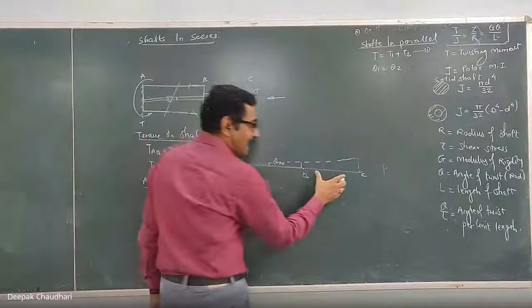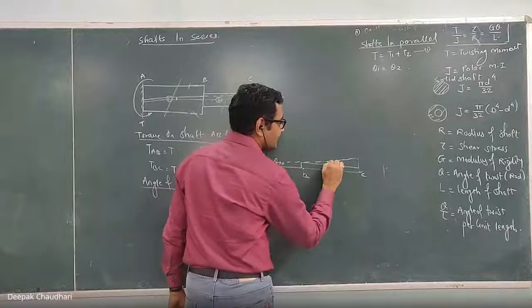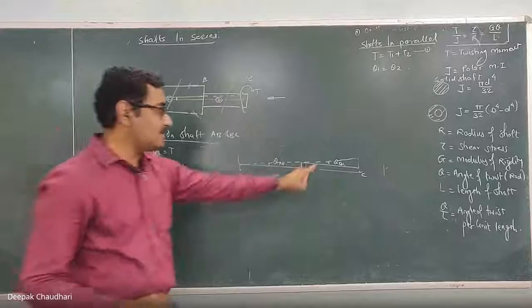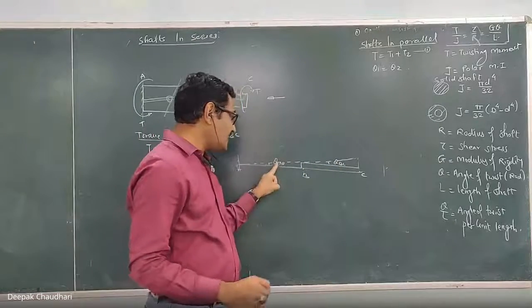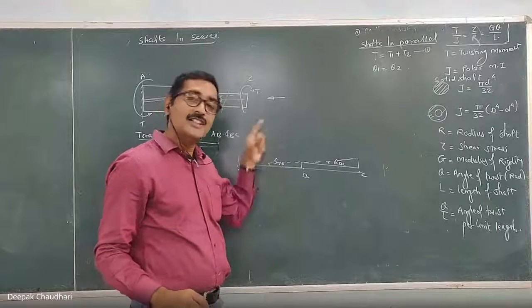Then what will be the angle of twist for BC? The angle of twist for BC is this. It is a relative angle of twist, but this is the angle of twist for BC for this much length. This is the angle of twist for this length AB. Understood? Lengths are different.